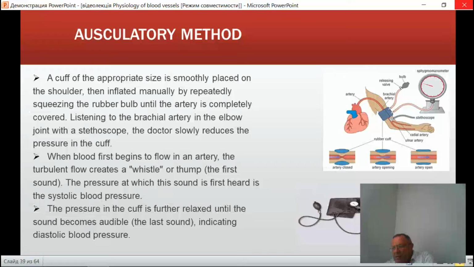When blood first begins to flow in the artery, the turbulent flow creates a whistle or thump, the first sound. The pressure at this first sound is the systolic blood pressure. The pressure in the cuff is further relaxed until the sound becomes inaudible, the last sound, indicating diastolic blood pressure.